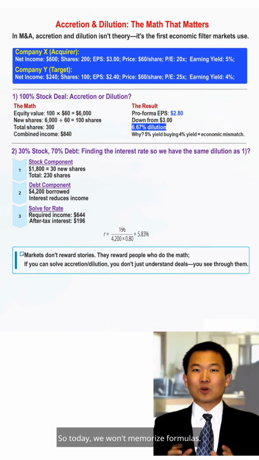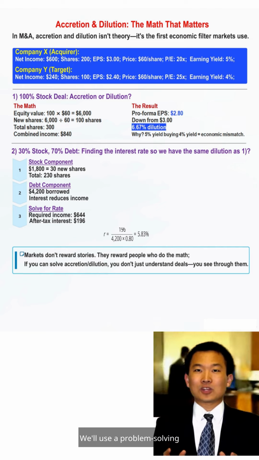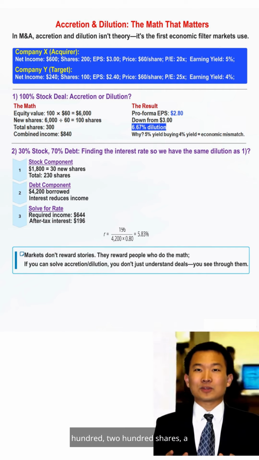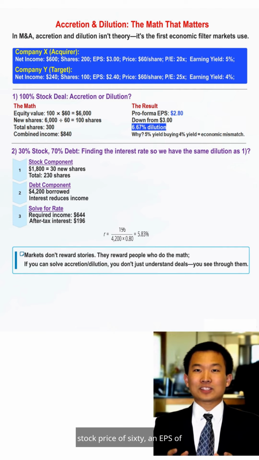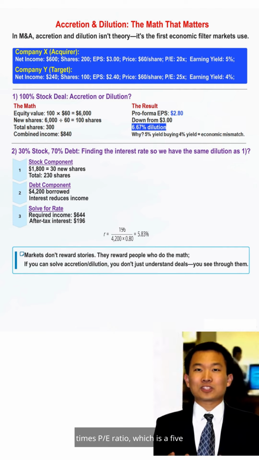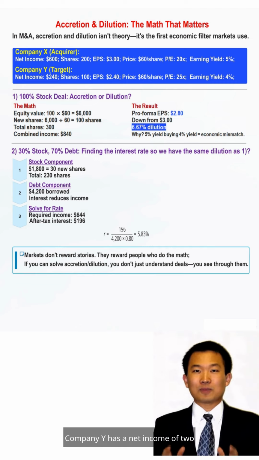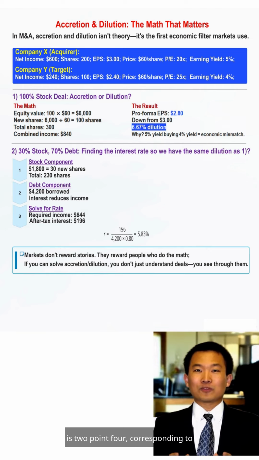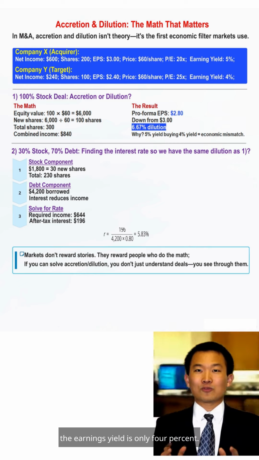So today, we won't memorize formulas. We'll use a problem-solving approach to quickly learn it. First, let's look at the fundamentals. Company X has a net income of 600, 200 shares, a stock price of 60, an EPS of 3, corresponding to a 20 times PE ratio, which is a 5% earnings yield. Company Y has a net income of 240, 100 shares, the stock price is also 60, EPS is 2.4, corresponding to a 25 times PE ratio, and the earnings yield is only 4%.